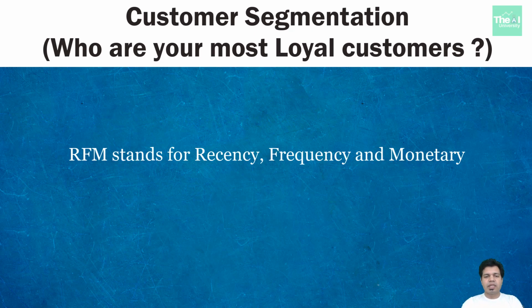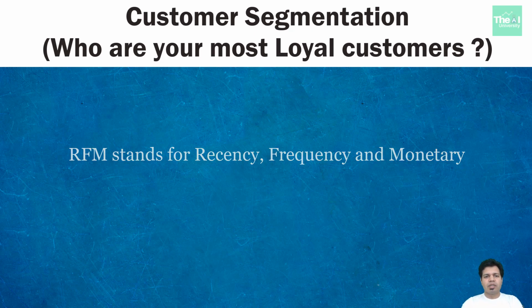Recency means how recently a customer purchased an item or product. The more recent the purchases, the better the score would be. Frequency represents how often a customer purchases an item or product. The more frequently they purchase, the better the score would be for frequency. And lastly, monetary represents how much the customer spends. The more the amount, the better the monetary score would be.